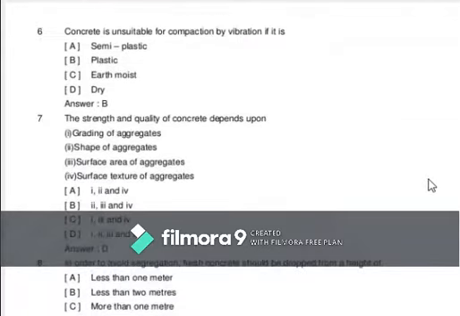Now question number 6. Concrete is suitable for compaction by vibration if it is semi-plastic, plastic, earth moist, and dry. Here the answer is B. If the concrete is plastic, it will be unsuitable for the compaction by the vibrator.